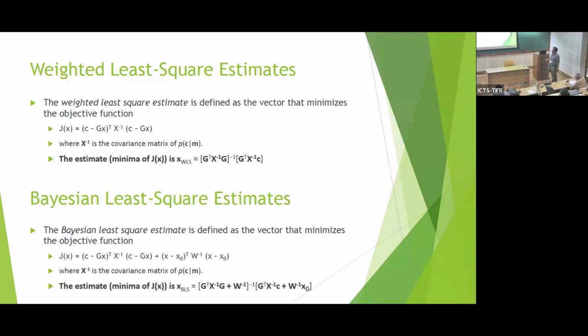This is what weighted least square estimation is trying to do. X is what is critical to estimate. Sorry, this X and this X are different. I should have used a different alphabet. R, okay, think of it as an R inverse. Now, if you come to Bayesian least square estimates, you have two parts in the cost function.